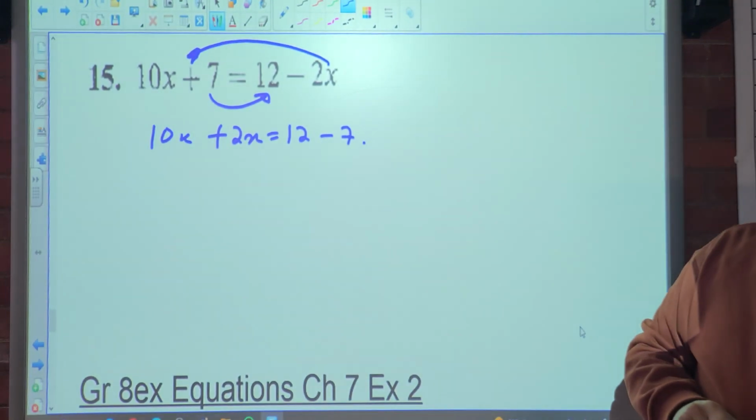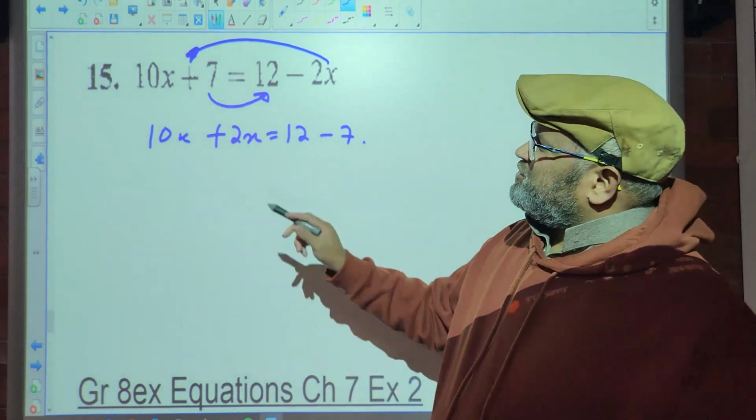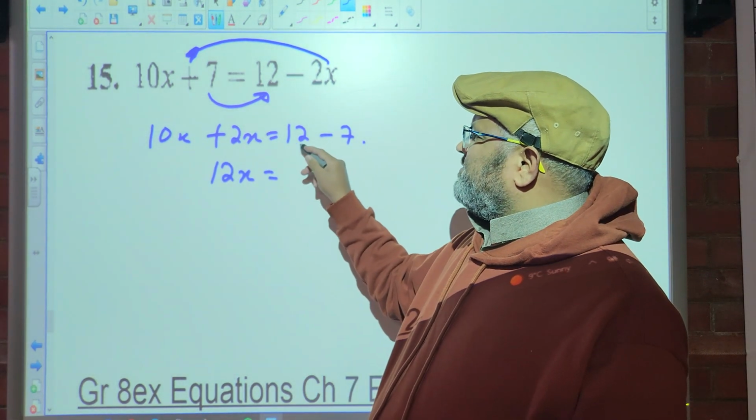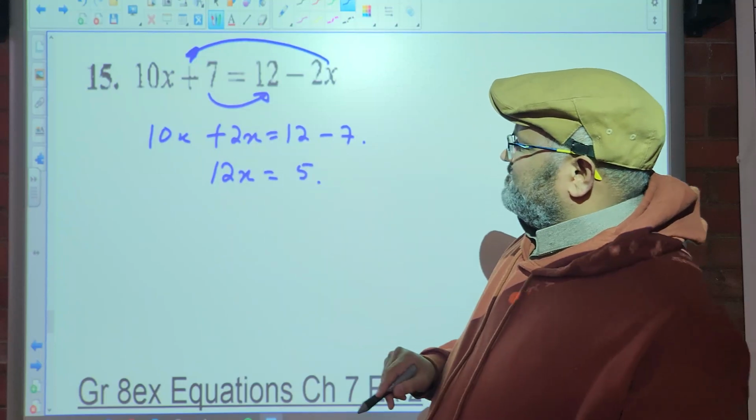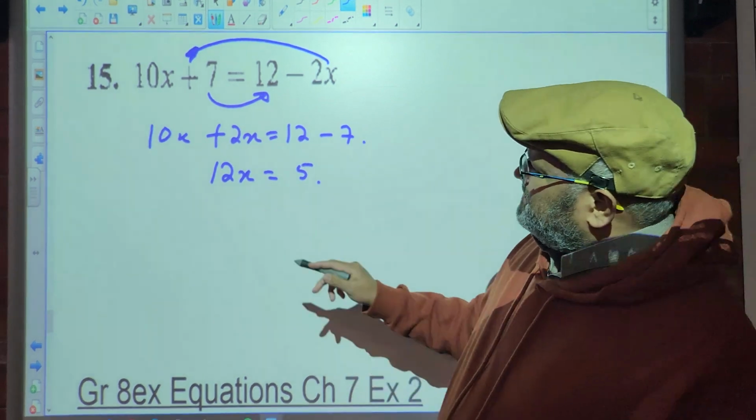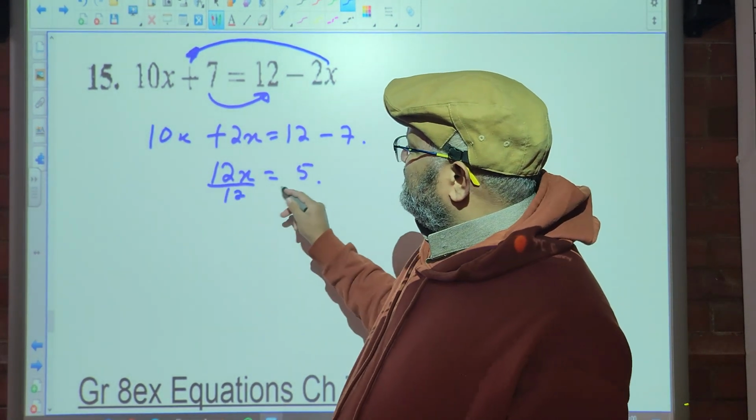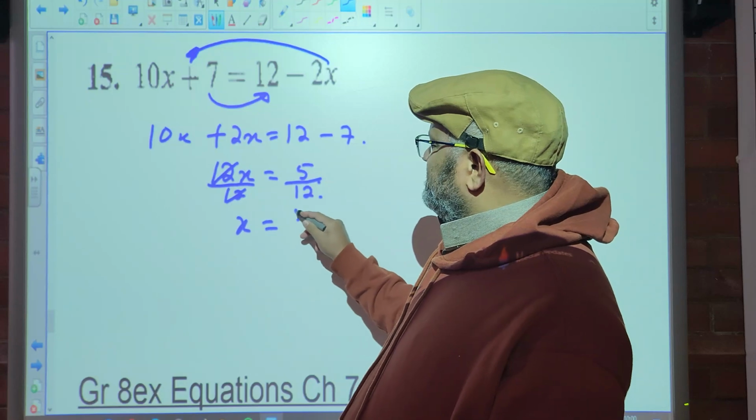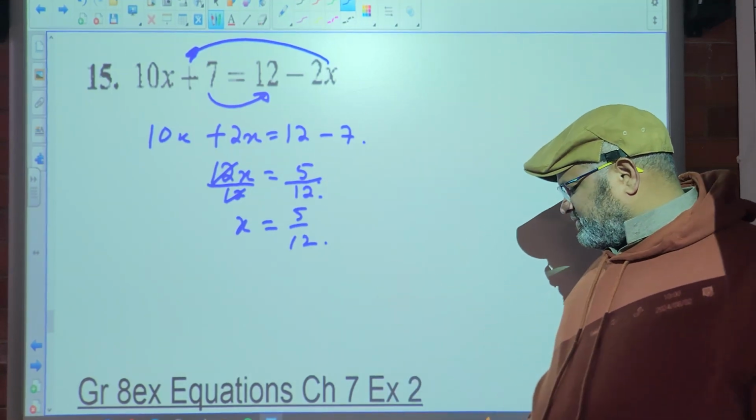Okay? And what is 10x plus 2x? 12x is equal to 12 minus 7 is 1. How do you get x on its own? Divided by 12 both sides. So that cancels. So x is equal to 5.